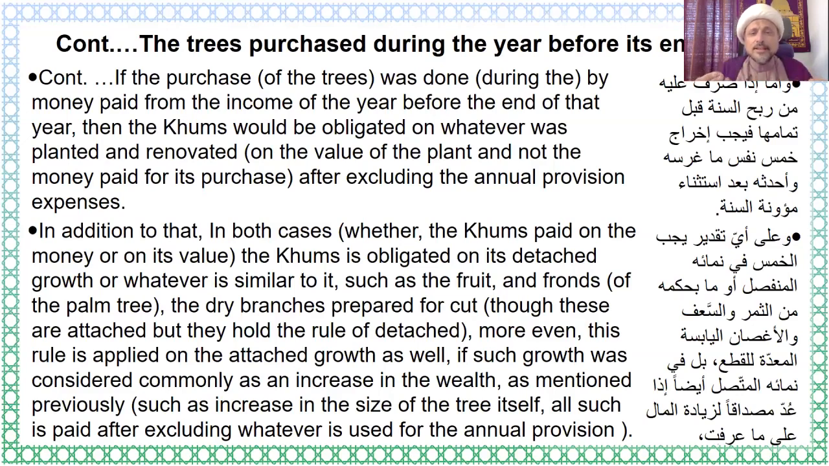So that means the trees are so far so good. There's no khums on the tree. The money has been converted into the tree. But at the end of the year, the tree will be as your savings. Instead of money, it's your savings. Fa yajibu ikhraju khumsi nafsi ma gharasahu. Here, the khums of the tree is going to be paid. What does that mean? That means the value of the tree. The value of the tree.